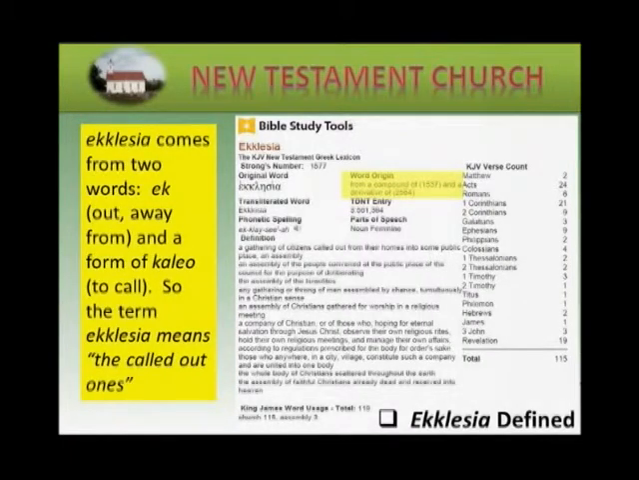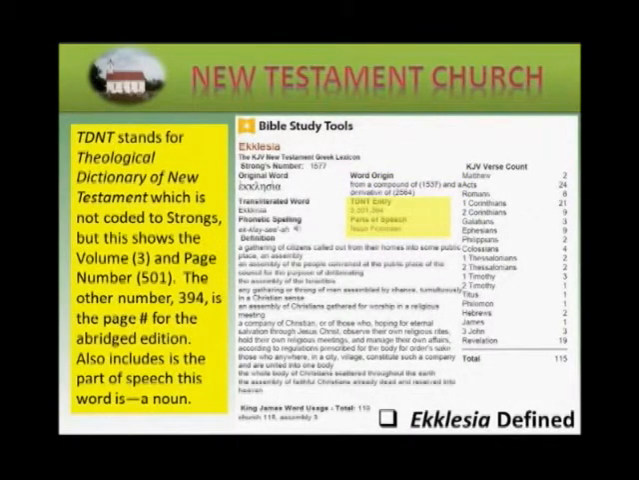And if you go over to the next section, it'll give you some key references to some other major reference work that you might find interesting. The Theological Dictionary of the New Testament, that's a major set. It's not coded to Strong's. Also, there's an abridgment there, sometimes we call that Little Kittle, and they give you the volume number and page number of the big set, and I'll show you what that looks like in a minute, and then also the abridgment that you look at as well. And it also tells you the part of speech that's involved, whether it's a noun or a verb. And so that's important to take note of too.